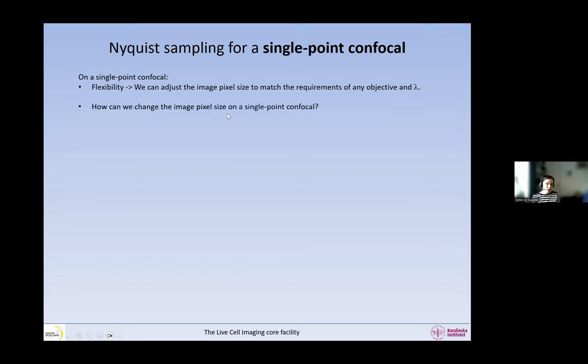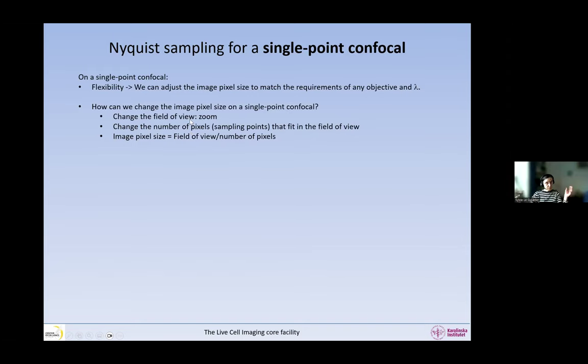So how can we change the image pixel size on a single point confocal to make sure that we can put two of them in the optical resolution? Well, we can change the field of view by zooming in and out. We're just talking about one objective, right? We chose this objective for a reason that we have seen last week. We have chosen already our objective, and we have the wavelength of the fluorophore. So these are fixed, but now we want to change the image pixel size, and we can zoom in and out. That will change the field of view. And then we can also choose the number of pixels, sampling points, that fit in the field of view. So the image pixel size is going to be the size of the full field of view divided by the number of pixels that we have chosen. So you choose this on a confocal and you choose this on a confocal.